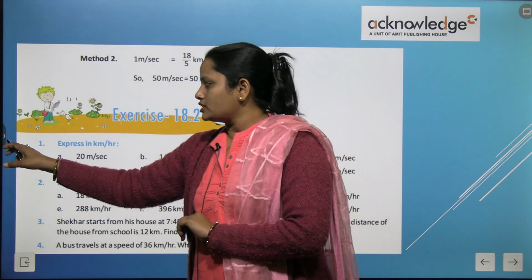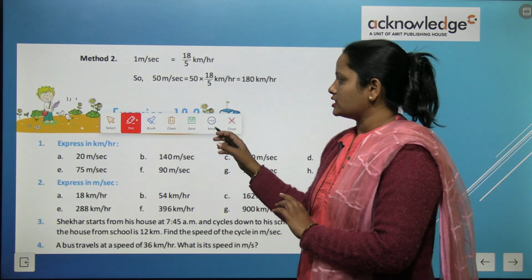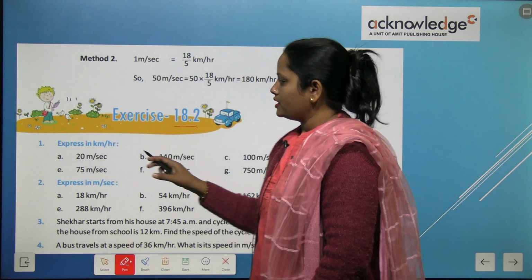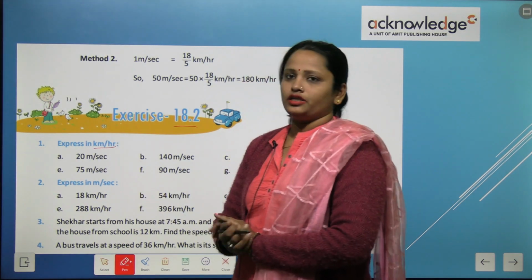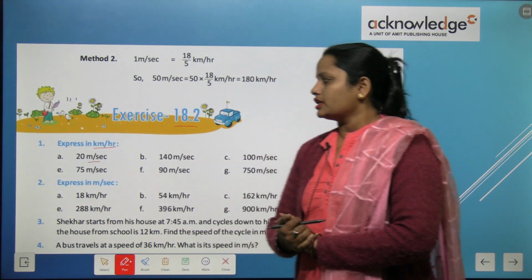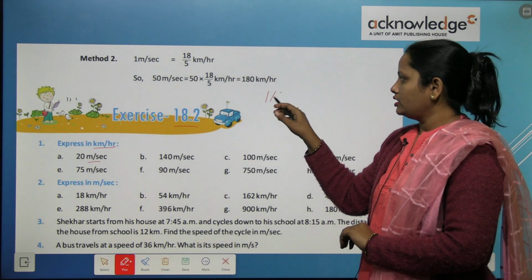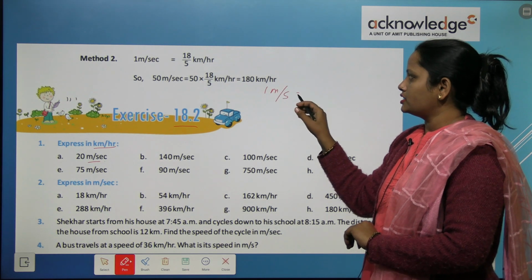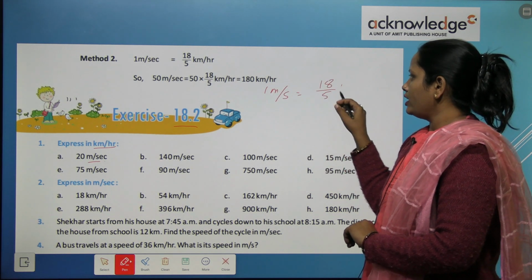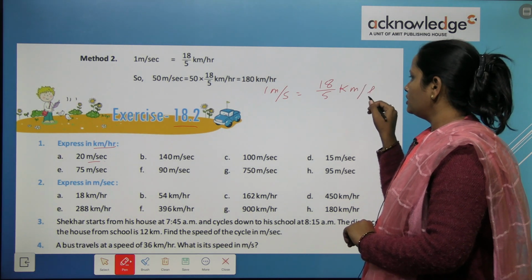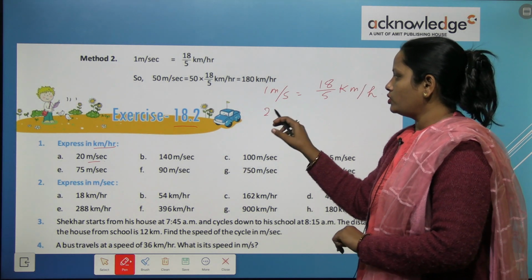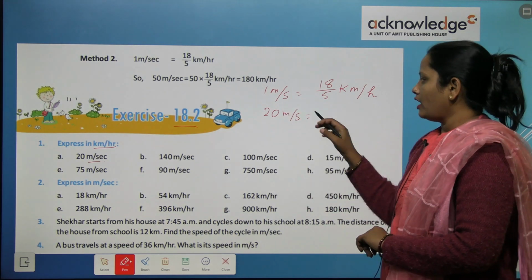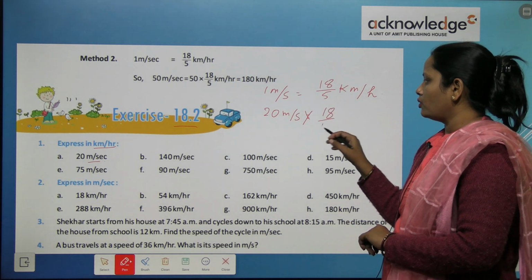So after reading and understanding this, let's do exercise number 18.2. Here children, the first question is we have to express the following in kilometer per hour. So meter per second is given. 1 meter per second is equal to 18 upon 5 kilometer per hour. So to convert 20 meter per second into kilometer per hour, we have to multiply it by 18 upon 5.